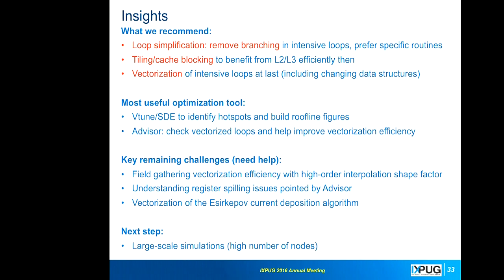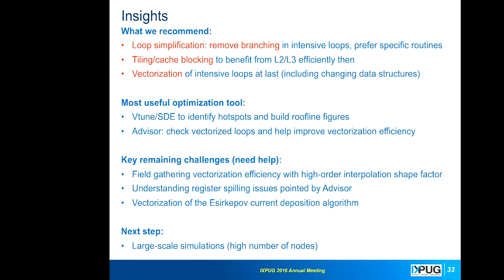So to conclude, what we recommend from PICSAR for PIC codes in general, and maybe for many more codes: first, we have to simplify the loops. In fact, I didn't mention it in the speedups, but just by removing the branching inside the very intensive loops gave me a larger speedup than many of the optimizations I have presented here. So it's really essential to change the loops and to simplify them so that you only keep the essential, and it's better to use specific subroutines with branching outside the intensive loops.